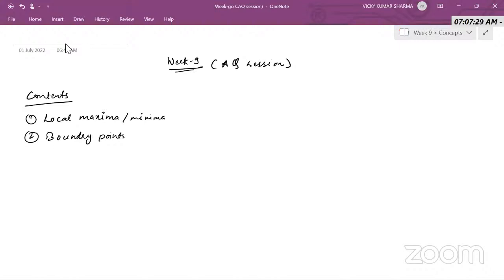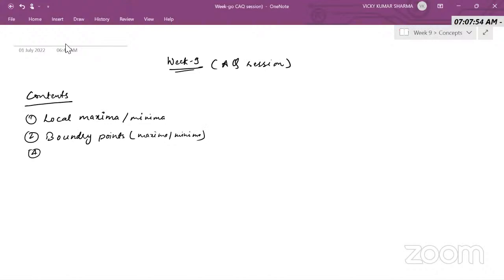So what I felt was we can discuss some of the concepts where we actually make mistakes. First is local maxima and local minima. Second, as you will see in the lecture, is about boundary points. At boundary points, what is this maxima and minima thing? So that is something we can see, maxima or minima. We can discuss some of the questions.